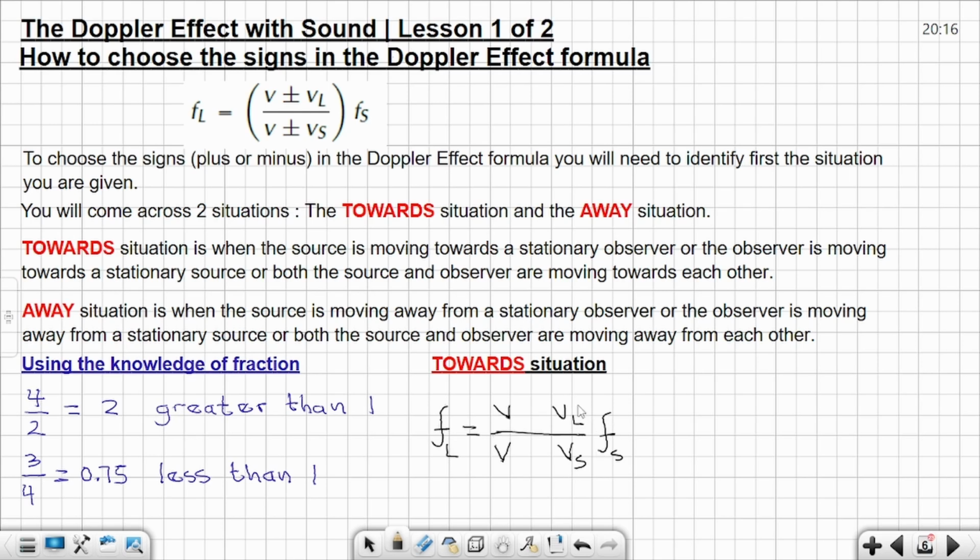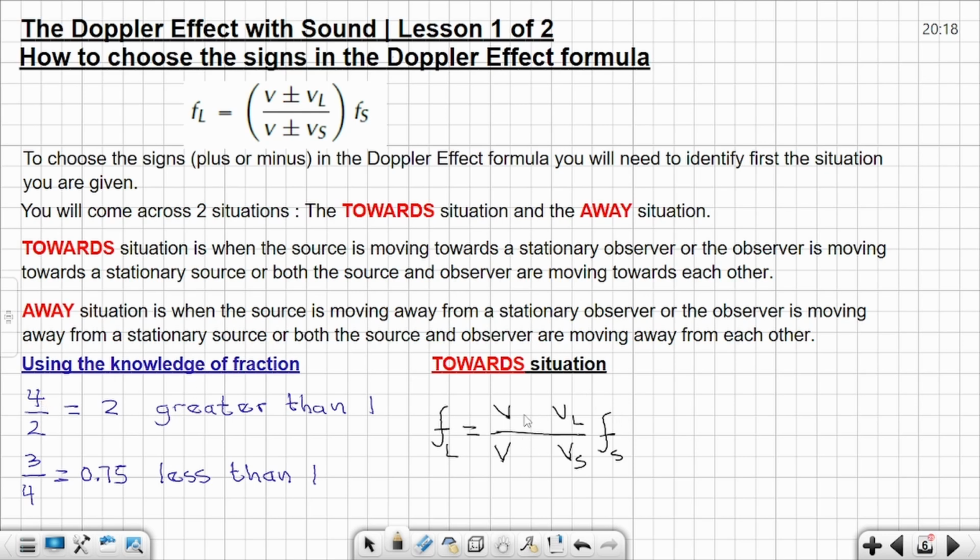Look at this part as your fraction. So to achieve a perceived frequency that is greater than the frequency emitted by the source, you have to get the top part greater than the bottom part. Let me say it again. To achieve a perceived frequency that is greater than the frequency emitted by the source, you must get the top part bigger than the bottom part, like this fraction.